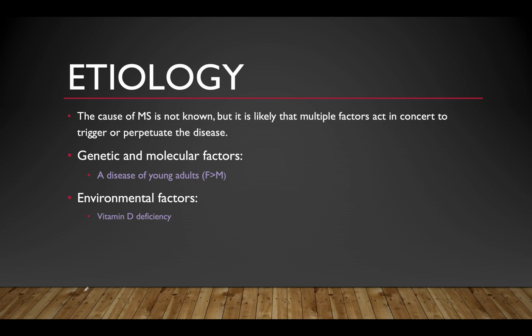So, etiologies. As we know, the cause of multiple sclerosis is unknown, but there are multiple factors that trigger the disease. So we have genetic and molecular factors. For example, it is a disease of young adults, so it affects young adults more than other ages, and it affects females more than males. Also, we have environmental factors, for example, vitamin D deficiency.